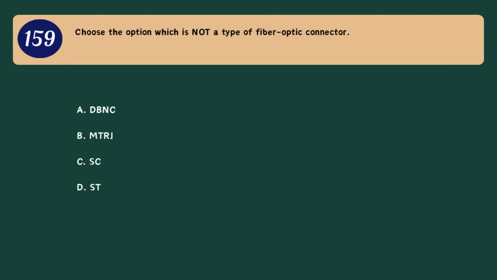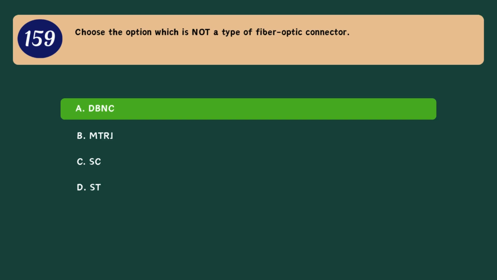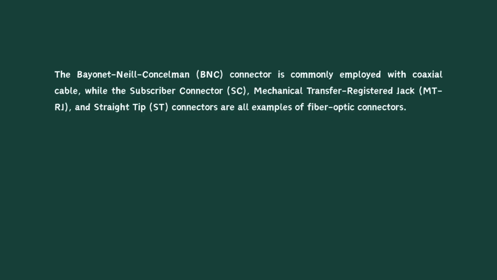Question 159. Choose the option which is not a type of fiber optic connector. A. BNC. B. MT-RJ. C. SC. D. ST. Correct answer: A. BNC. The bayonet Neill-Concelman connector is commonly employed with coaxial cable, while the subscriber connector, mechanical transfer registered jack, and straight tip connectors are all examples of fiber optic connectors.